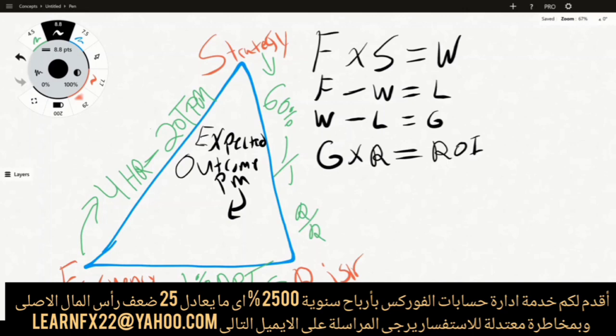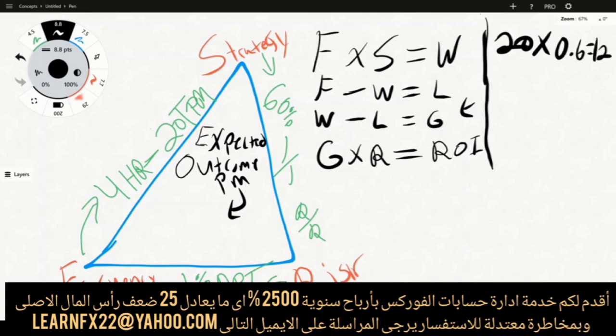With that being the case, we're going to use this equation to the left of this line that I'm drawing right now. We're using this equation, and we're going to come up with your actual expected outcome per month using this strategy. So F is going to be frequency. What did we say frequency was? 20 trades per month. So F, or frequency, is 20. We do F times the strategy, which is 60% accurate. So it would be F times 0.6. That's going to give us 12. So we have 12 wins.